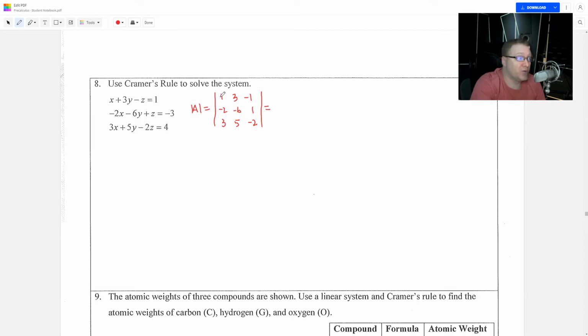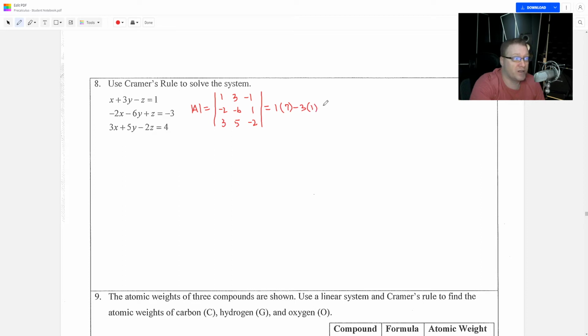Well, we're going to go 1 times, and we cross this out, and we have our little matrix in the middle. So we're going to find this one. Negative 6 times negative 2 is 12, minus 1 times 5 is 5. So 12 minus 5 is 7. And then we're going to minus 3 times the determinant of, if we cross this out and this out, what's left? We have negative 2 times negative 2, that's 4, minus 1 times 3 is 3. 4 minus 3 is 1.